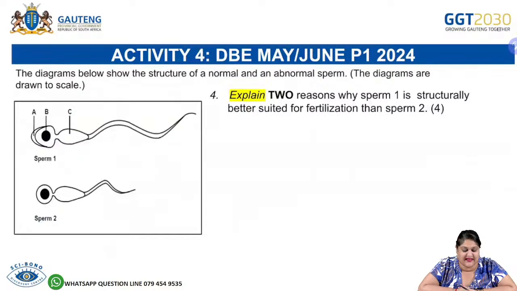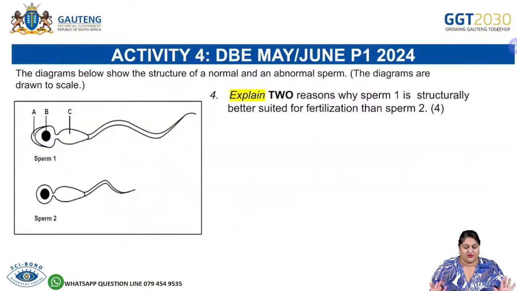So they want us to see that the differences that you are seeing here are in scale compared to each other. Right, so that is going to give you an indication of which one is abnormal and which one is normal. So now they're asking us to explain 2 reasons why sperm 1 is structurally better suited for fertilization than sperm 2. So they're not asking us which one is abnormal and which one is normal. What are they asking you? They're asking you, number 1, to explain. They're asking you 2 reasons why sperm 1 is structurally better suited for fertilization than sperm 2, and wanting you to compare the suitability.